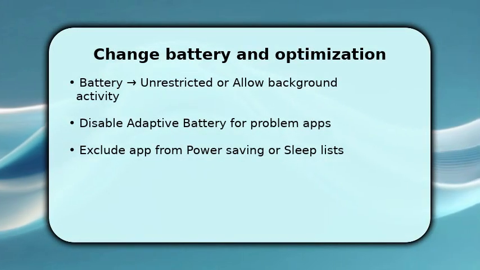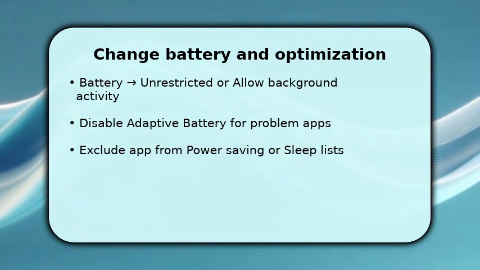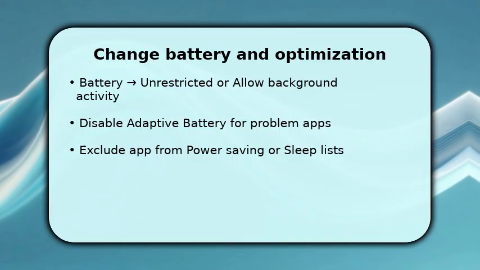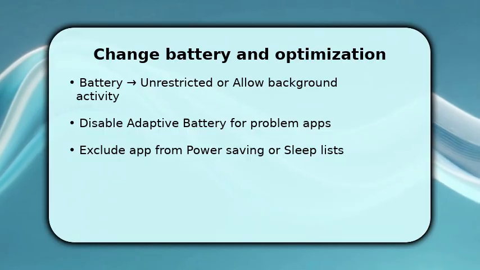Now you'll adjust battery and optimization settings so Android won't kill the app in the background. Select battery within the app page and choose Allow Background Activity or Unrestricted. That prevents aggressive app sleeping.